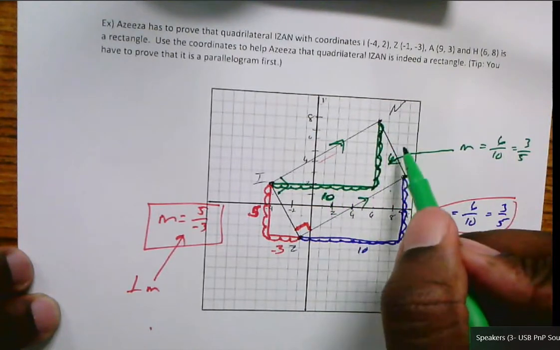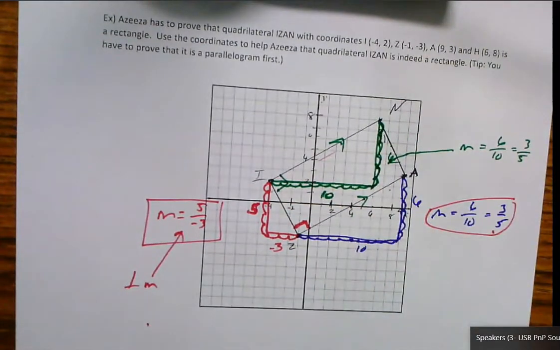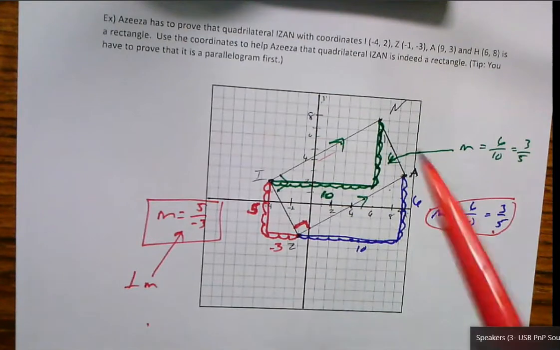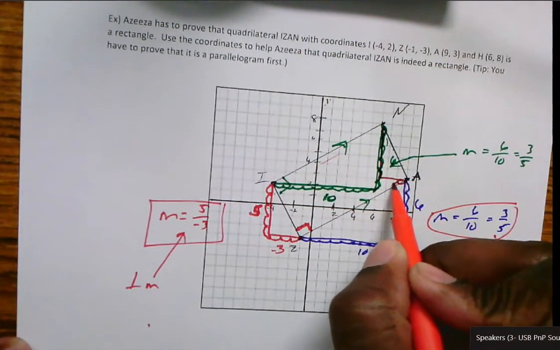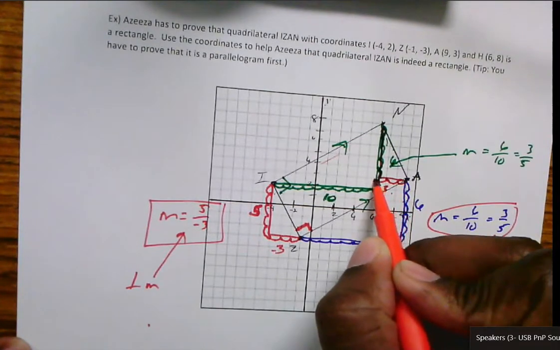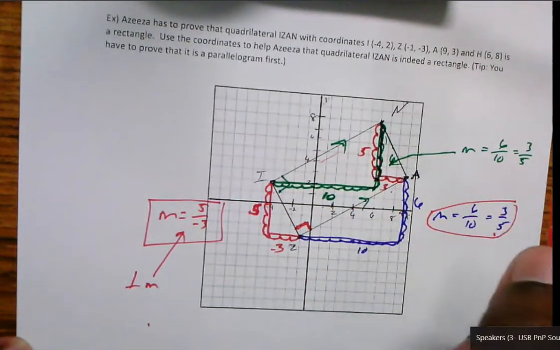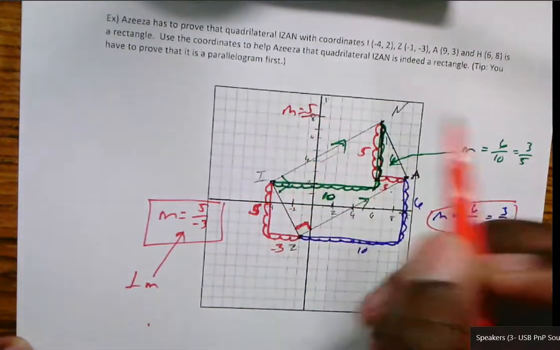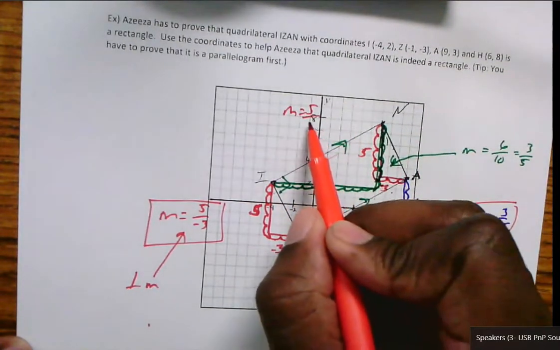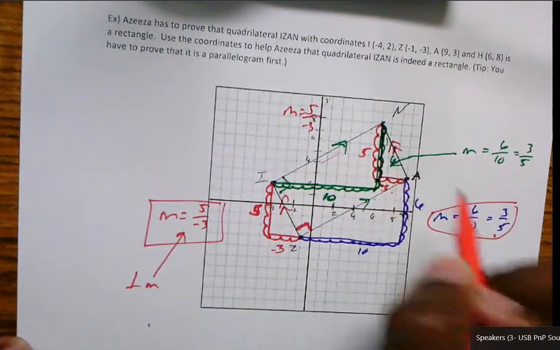So I need to know for sure that this side is parallel to the other. So let's check that as well. So checking here, dropping a right angle. This goes over 1, 2, 3. It goes up 1, 2, 3, 4, 5. So the slope is 5 over 3. Better yet, 5 over -3. So these two are parallel because both of their slopes are 5 over -3.